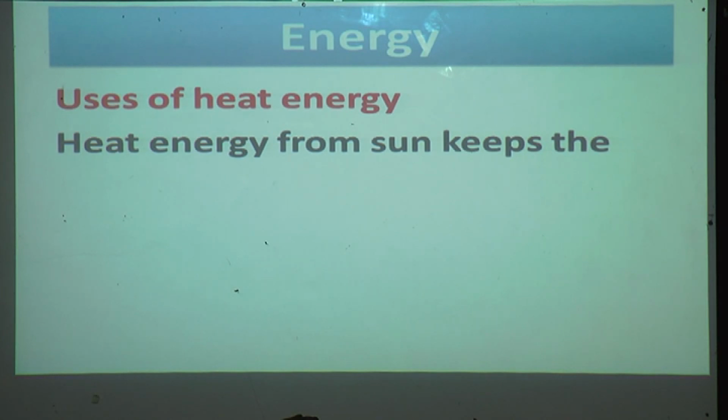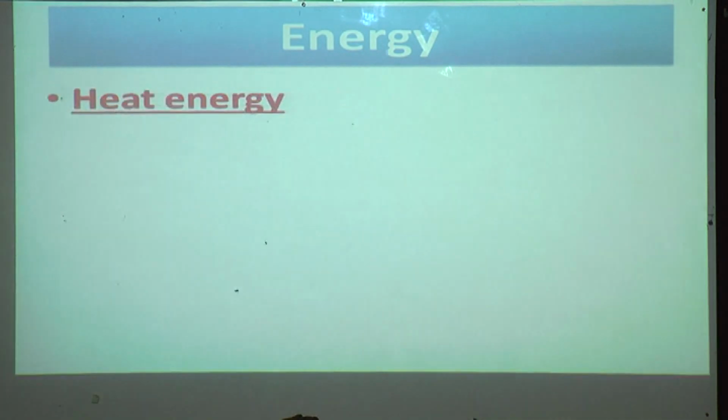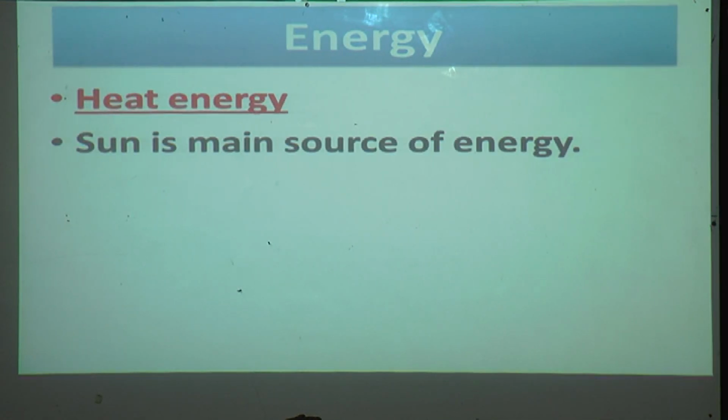Heat energy from the sun keeps the earth warm. Yes, from the sun we get sunlight, or from the rays, so our earth becomes warm. The sun is the main source of energy. Yes, from the sun we are getting different kinds of energy. Later we will see that.